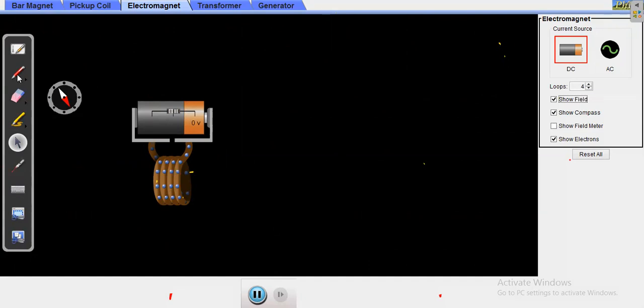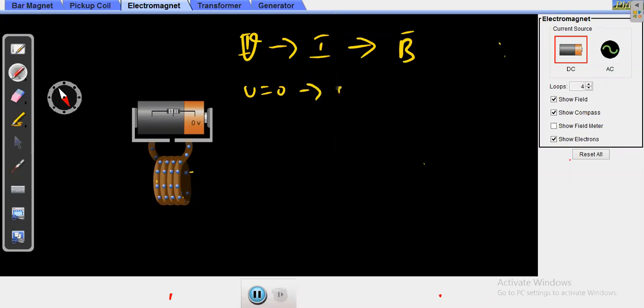So what is the idea here? In case of an electromagnet, when voltage is there, current will be there. When current is there, B will be there. When voltage is 0, current is 0, then magnetic field also is 0.